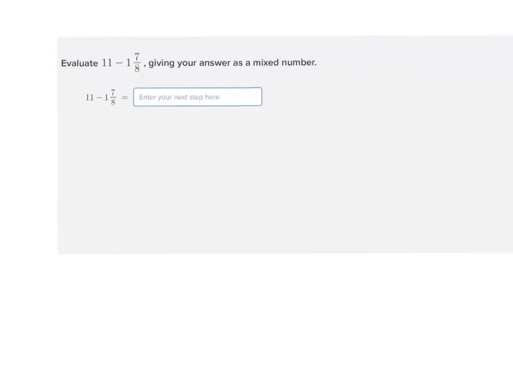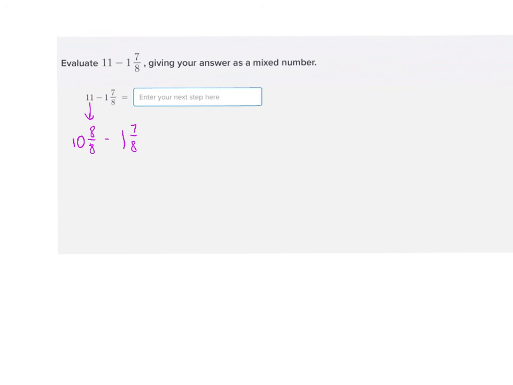Now this one looks a little scarier than it needs to be. So when we're taking a look at this one here, what you could do is you could just take that 11 whole candy bars and break it up. You could make 10 candy bars and 8/8. This is the same as 11 wholes. Then we're subtracting 1 7/8 here.